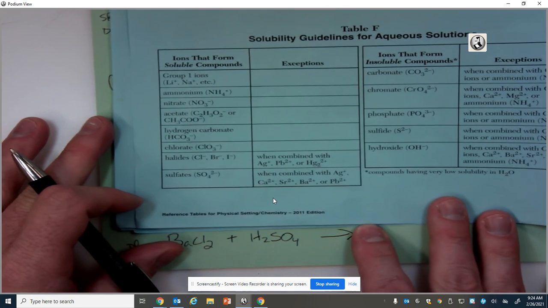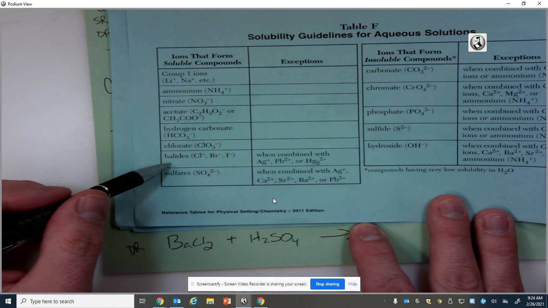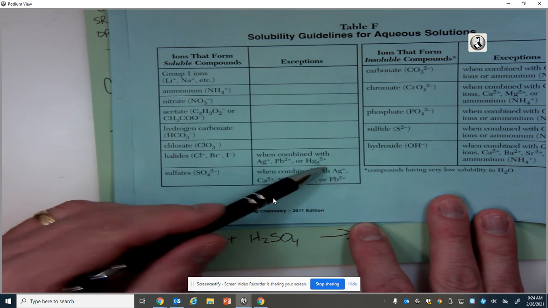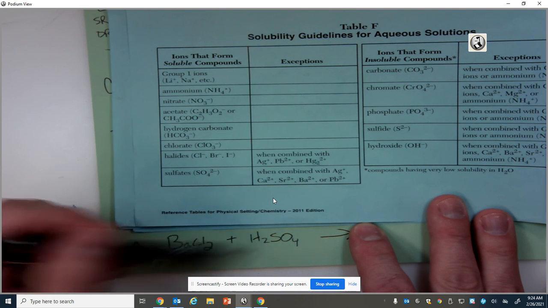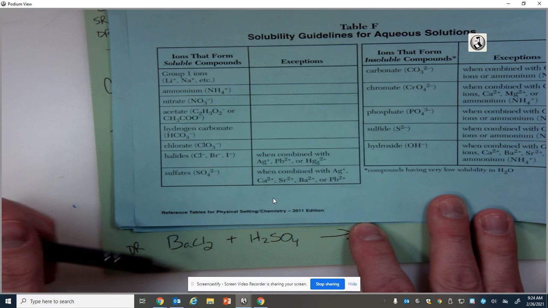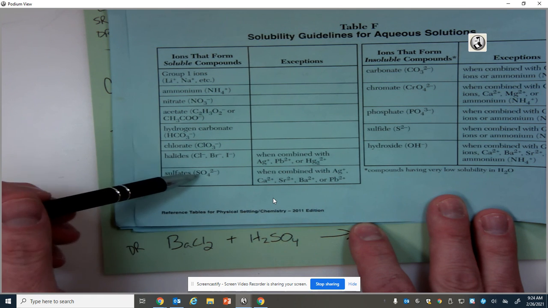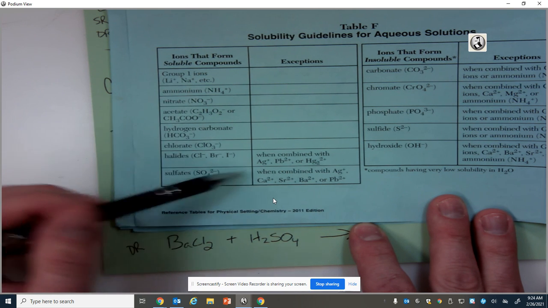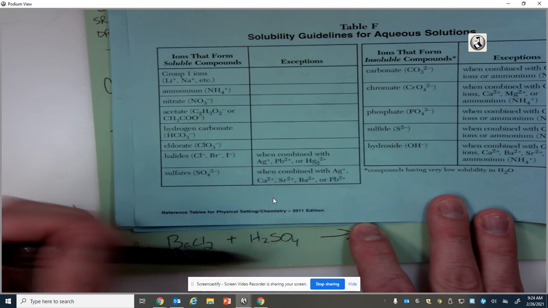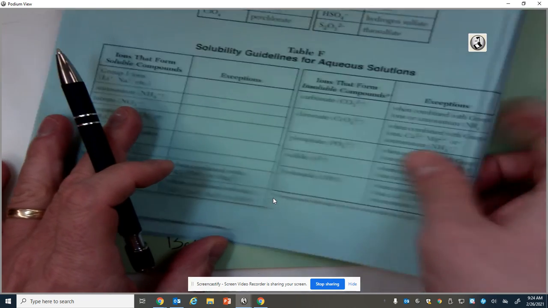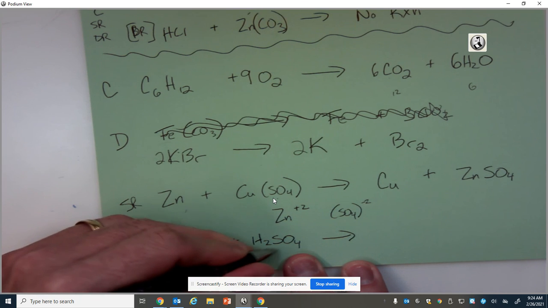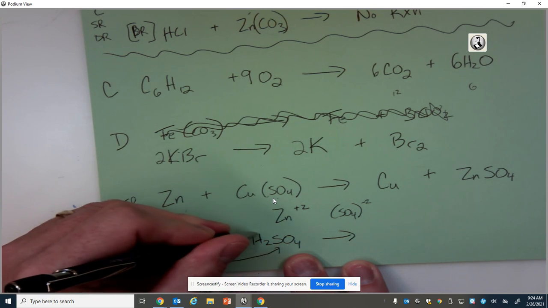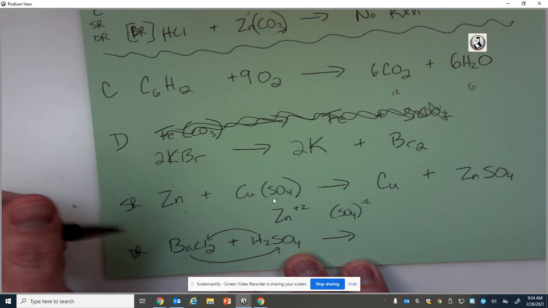All right, so we have barium chloride. So chloride is a halide. Barium's not an exception. So barium chloride is definitely soluble. Sulfuric acid, H2SO4. All right, SO4 is soluble because it's on this side. Hydrogen's not an exception, so this one's soluble. Okay, so once again, the positive ion here is going to make a compound with a negative ion there. Then the positive ion here is going to make a compound with a negative ion there.